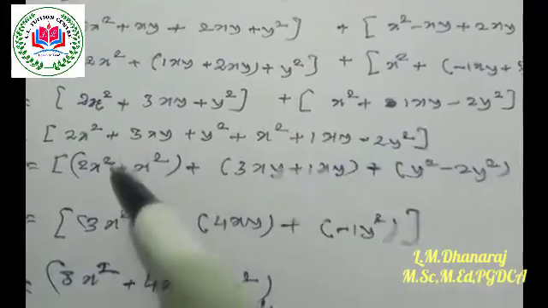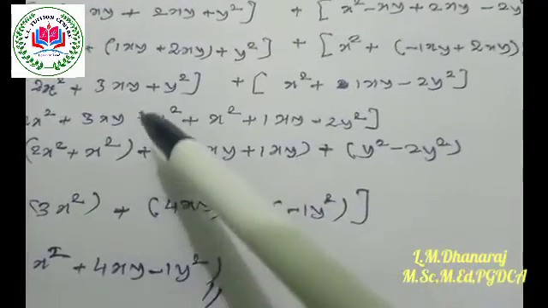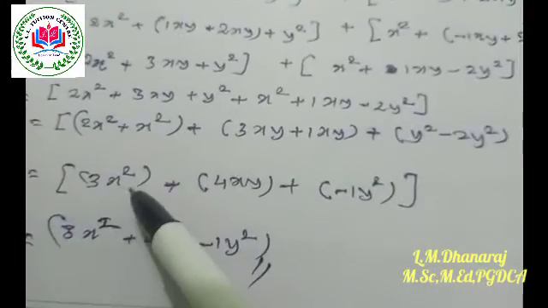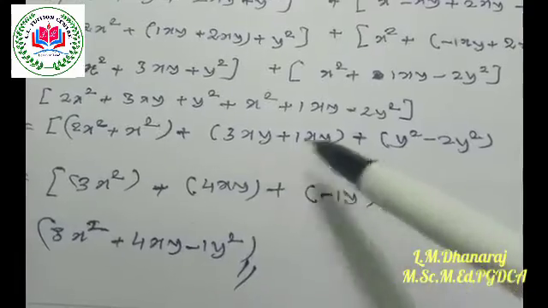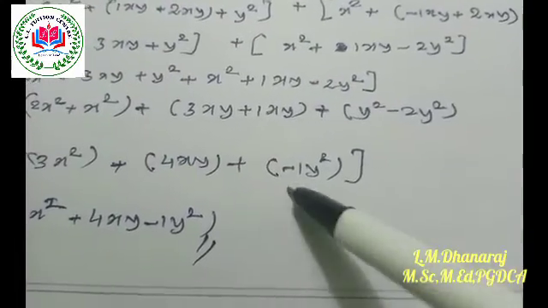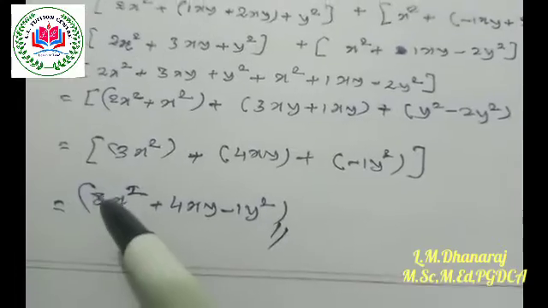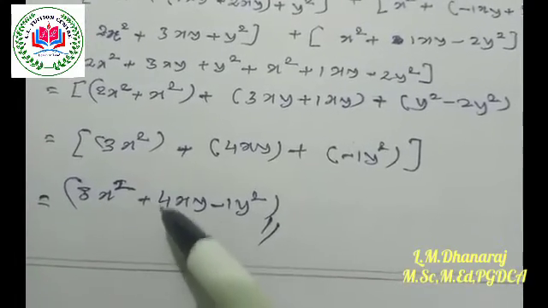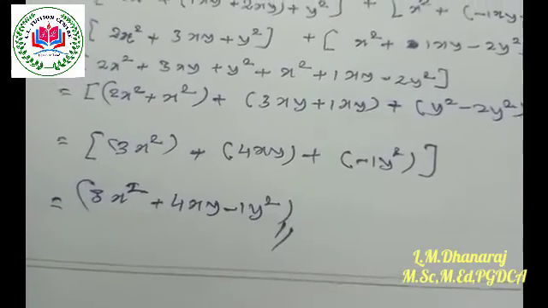Now let us group. There are two x square terms we have grouped, and there are two xy terms we have grouped, and there are two y square terms. So 2x square plus 1x square is 3x square, 3xy plus 1xy is 4xy, and 1y square minus 2y square is minus 1y square. So the final answer is 3x square plus 4xy minus 1y square.